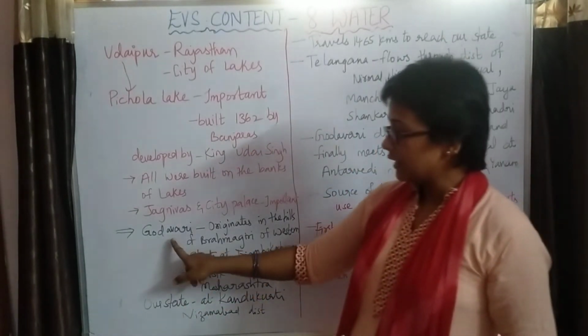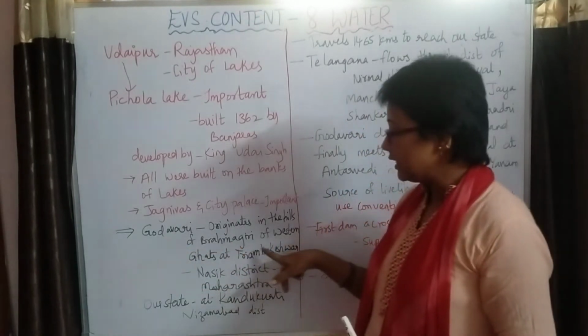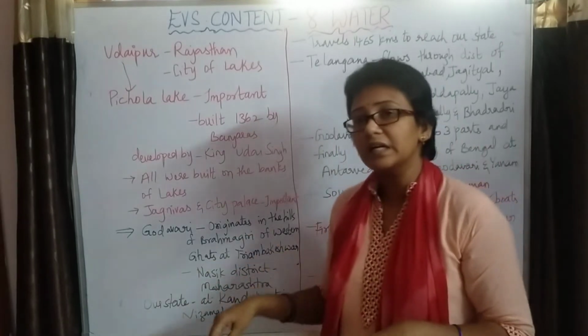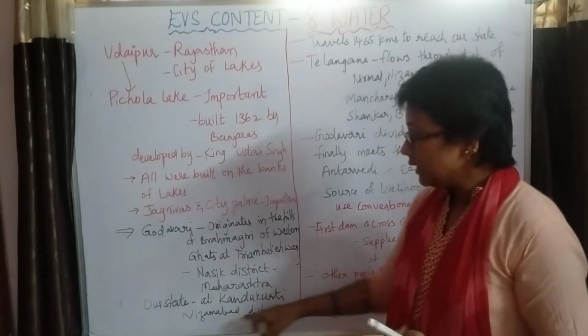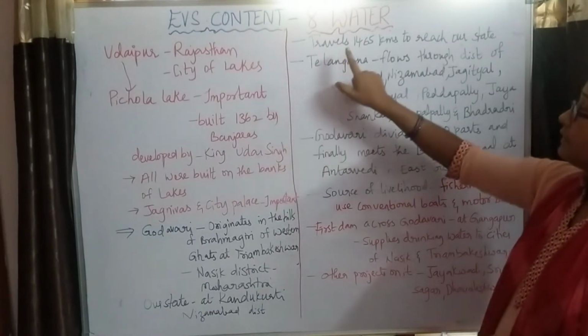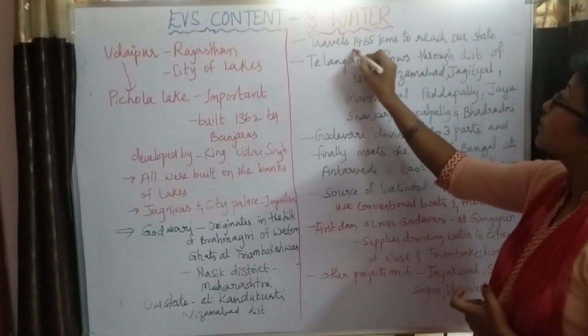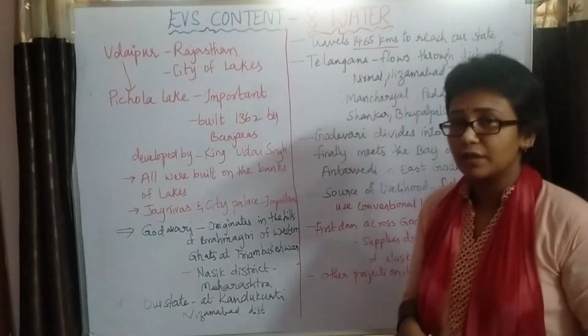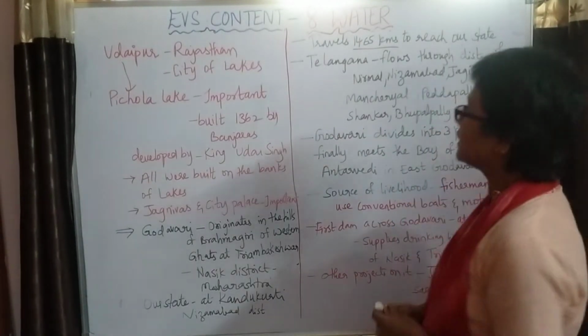So the Godavari river originates in the Brahmagiri hills of the Western Ghats at Triambakeshwar, in Nasik district, Maharashtra. In Telangana, it is seen at Kandukurti in Nizamabad district. The Godavari travels around 1465 kilometers from Maharashtra to reach our state.